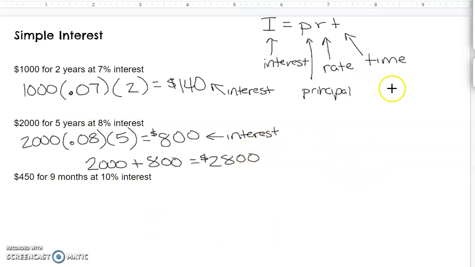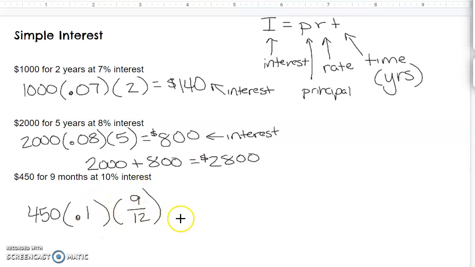For the third one, as I said, my units for time are in years. So this particular question gives me months. So I'm still going to multiply, but what I'll need to do for the months is put it over 12 because there are 12 months in a year. So I can put it as a decimal or I can put it as a fraction. And then I would still multiply. And I would get $33.75, and that is the amount of interest.